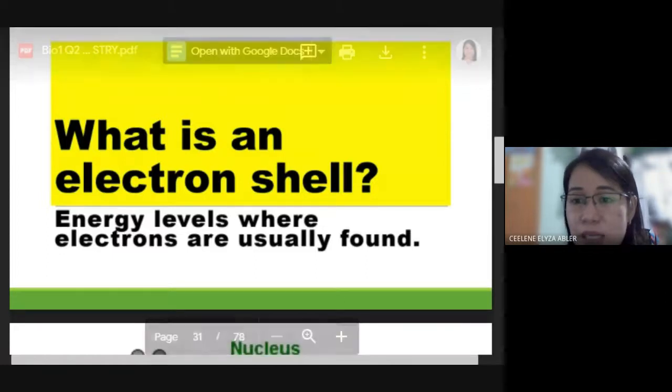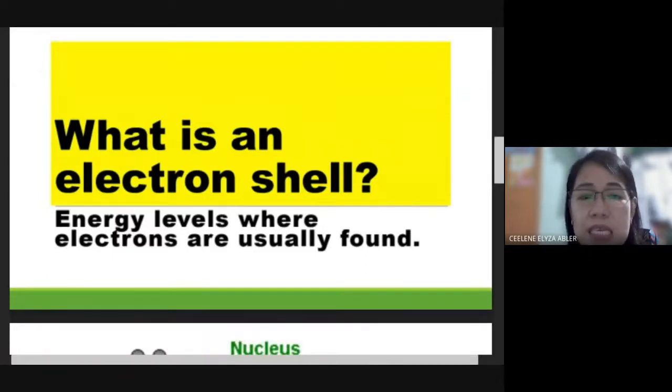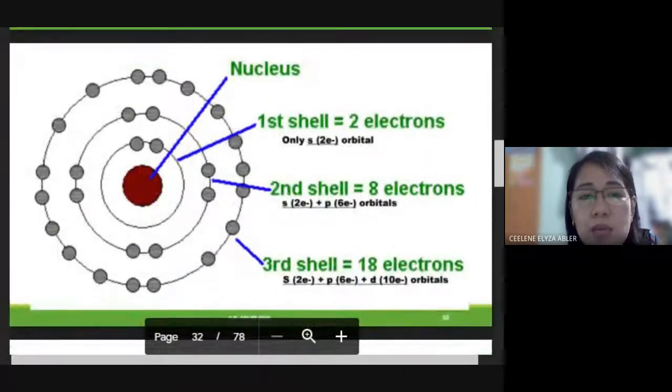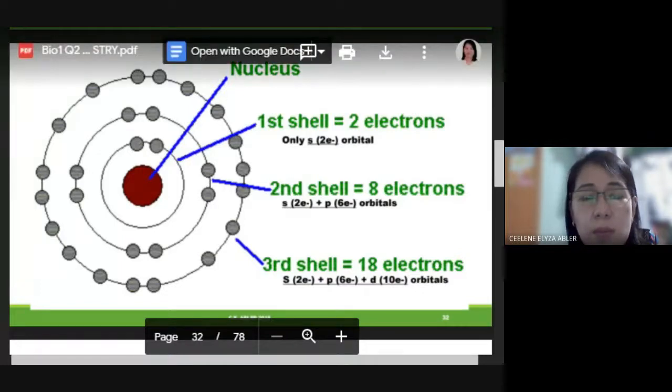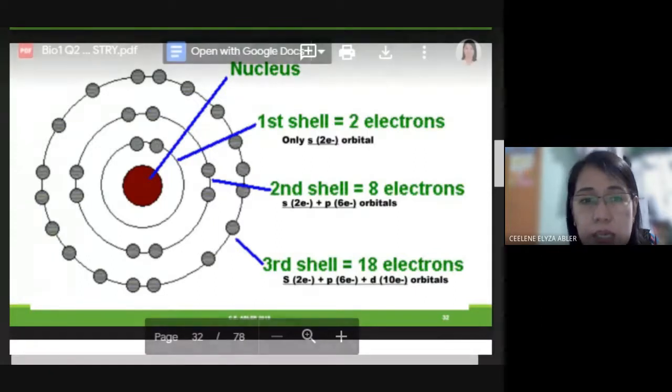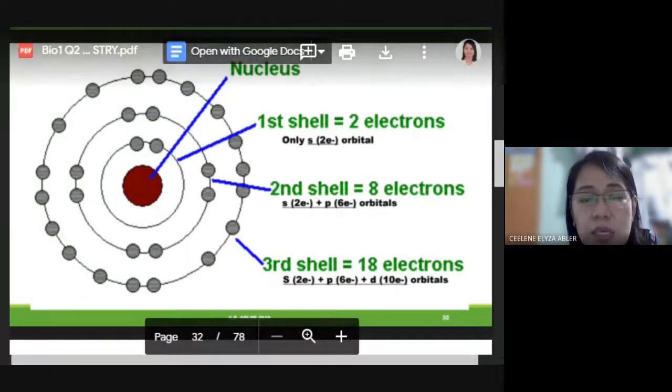Ano nga yung electron shell? So these are your energy levels where electrons are usually found. Sinabing usually because hindi naman talaga sila doon makikita, pero most of the time, they are there. So ganun siya, ang iyong electron shell. Okay, so they actually move around between these shells. Kapag mas malaki na atom, mas marami din ang shells na nakapalibot sa kanya. So we have the first, second, and third shells.